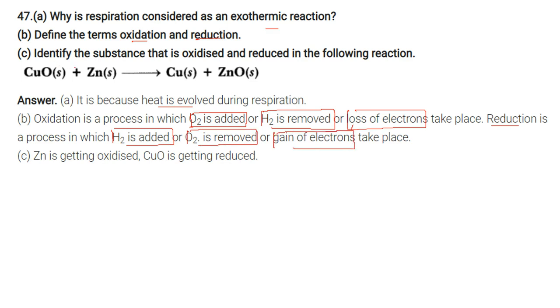Next is, identify the substance that is oxidized and reduced in the following reaction. See, wherever oxygen goes, that means something is reduced. Whenever something combines with oxygen, it is being oxidized. Zinc here is combined with oxygen, that is, zinc is oxidized. Copper oxide, copper leaves oxygen, so it is being reduced.